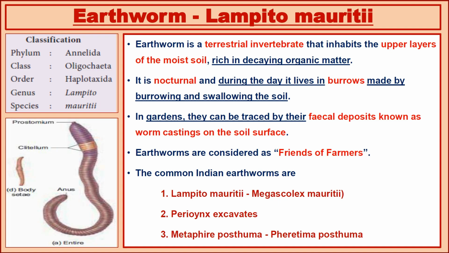They swallow this garden soil and leave out their worm cast in the garden soil. So this can be traced when we look into the garden soil closely. Because they enrich the garden soil with their fecal deposit, these earthworms are considered the farmer's friend. Their fecal deposit in the garden soil is called worm cast. Common Indian earthworms are Lampito mauritii, Megascolex, Perionyx excavatus and Metaphire posthuma.